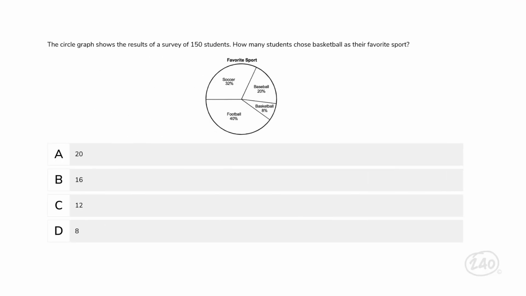Let's bring it home with a data question. The circle graph shows the results of a survey of 150 students. How many students chose basketball as their favorite sport? This problem gives us survey data, a pie chart, and asks how many students chose basketball as their favorite sport. I see an 8% in the wedge for basketball, so I'm going to pick that choice.